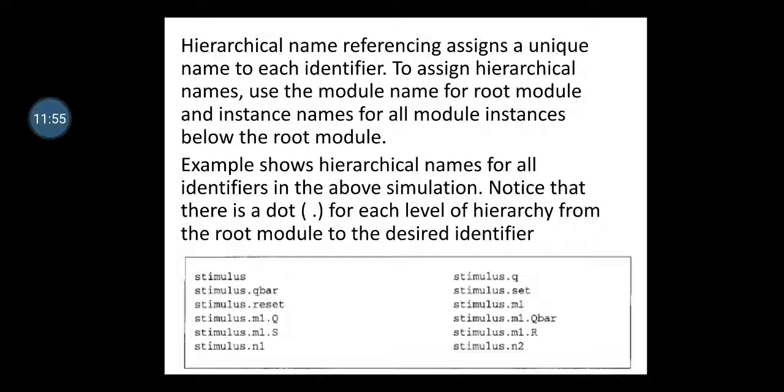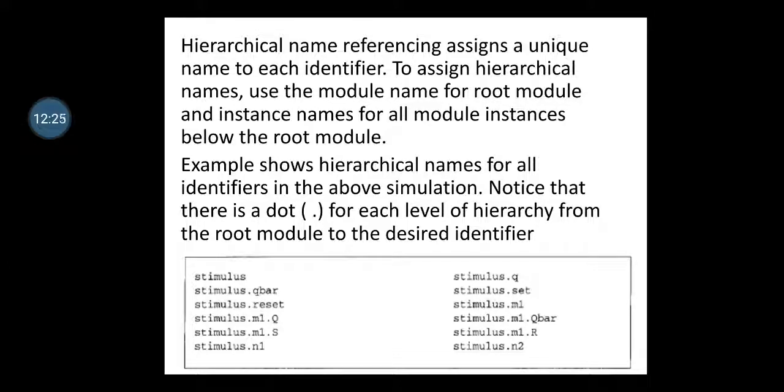How do we put names to them now? Okay, we have done a design, fine. After doing the design, how do we give names to them? Hierarchical name referencing. What we have done till now is only the design hierarchy. What we are doing now is called hierarchical name referencing. This particular method assigns a unique name to each identifier.